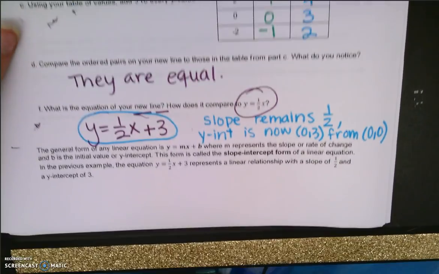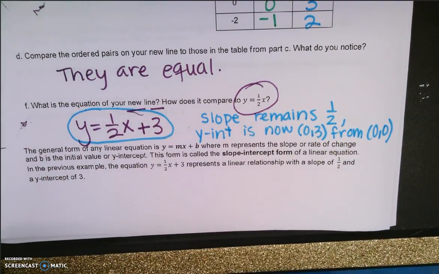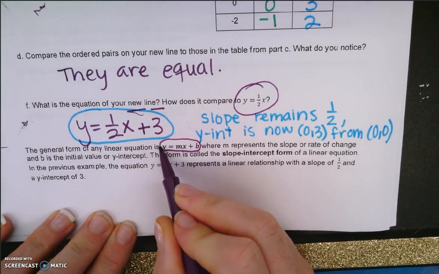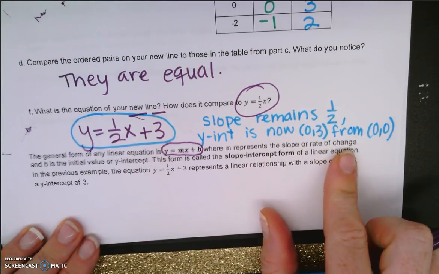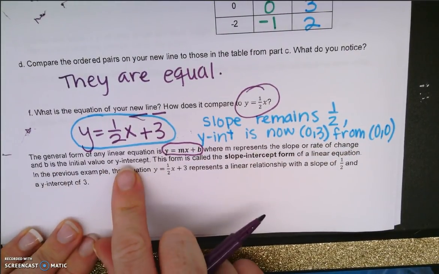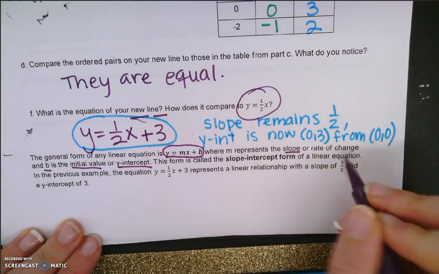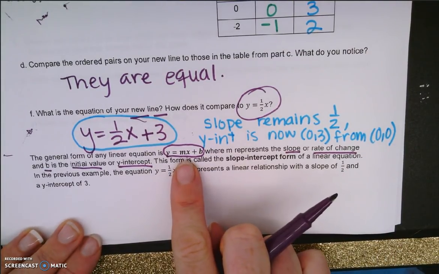Let's do some reading together. The general form of any linear equation is y equals mx plus b, where m represents the slope or rate of change, and b is your initial value or y-intercept. And you've been using these same vocabulary words for these representations. Now we just have an equation that goes with it.